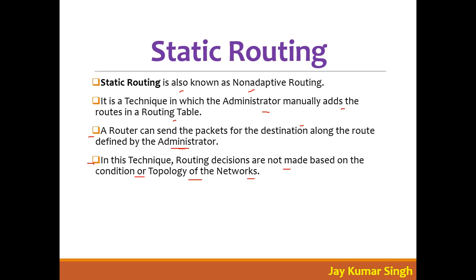Suppose I want to go to Banjul. The administrator can say no, first go to Senegal and then go to Banjul. So it all depends on him. He can route like that also, though it's not a correct condition. But in a dynamic routing protocol, the routing decisions depend on the topology of the network.